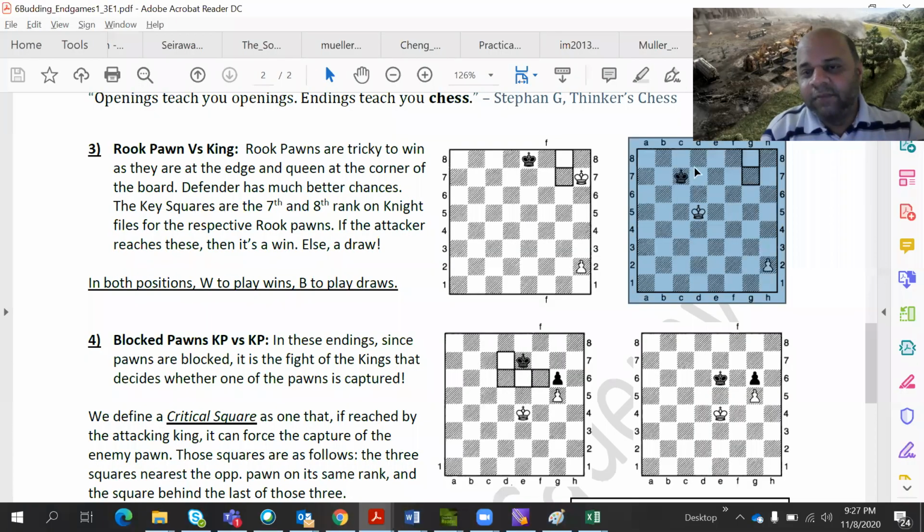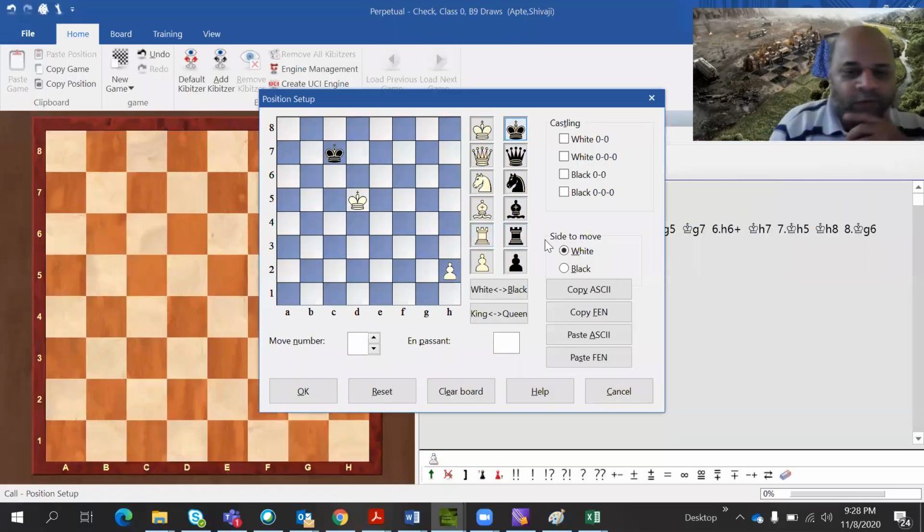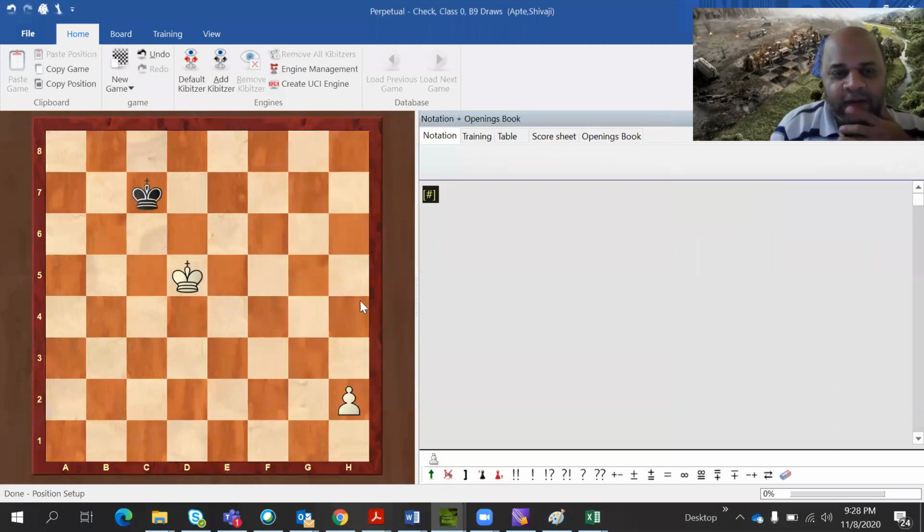Okay, why? Because black to move will move the king and will deny the square. So what do you want? You want to see how black to play is able to draw? Then let us look at it. Very simple. Black wants to prevent the white king from g7 or g8. So the black king will come here.